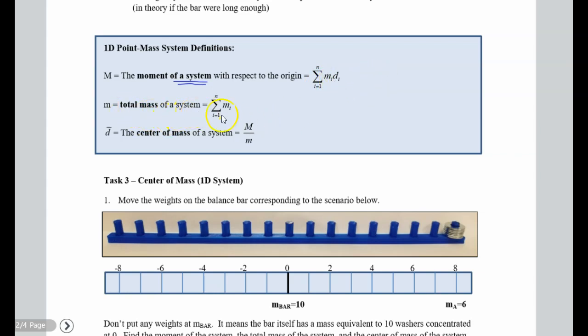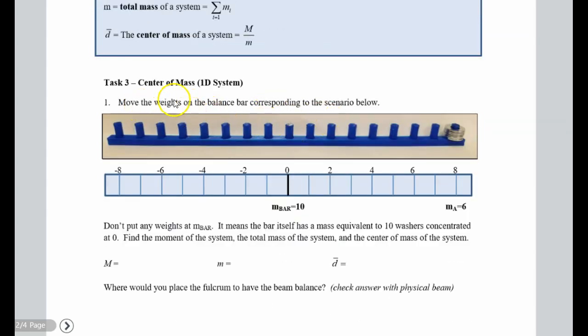The total mass of the system, you're just adding all your masses. So mass 1, 2, 3, 4, just add them up. And then this D bar, this is going to be the center of mass. So that bar usually means center of mass. And you're just going to divide the total moment over the total mass. So that total moment over total mass will tell you where this center of mass should be.